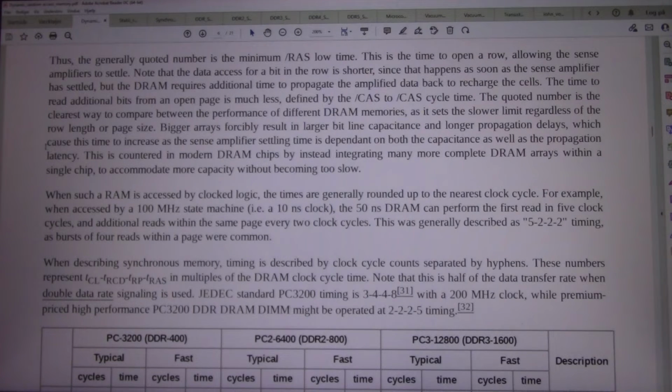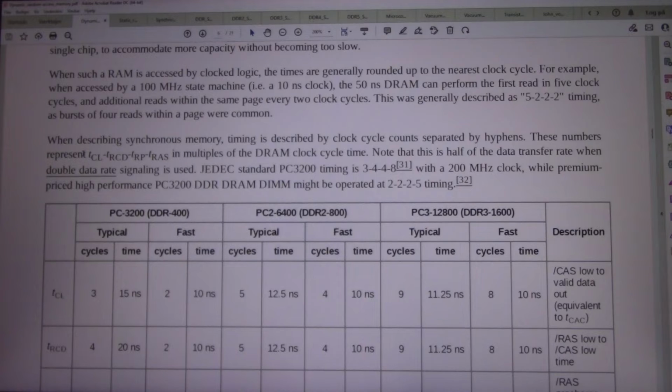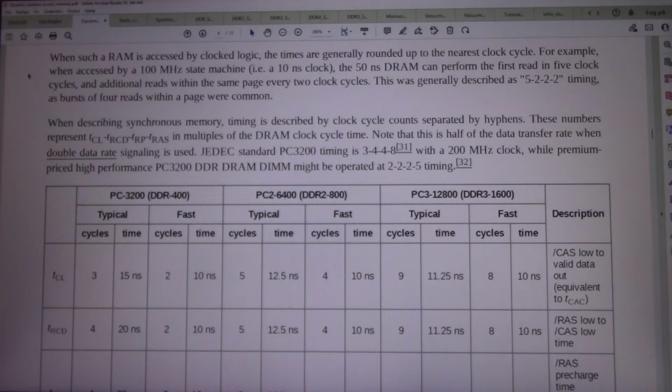This is countered in modern DRAM chips by instead integrating many more complete DRAM arrays within a single chip, to accommodate more capacity without becoming too slow. When such a RAM is accessed by clocked logic, the times are generally rounded up to the nearest clock cycle. For example, when accessed by a 100 MHz state machine, i.e. a 10 ns clock, the 50 ns DRAM can perform the first read in 5 clock cycles, and additional reads within the same page every 2 clock cycles.